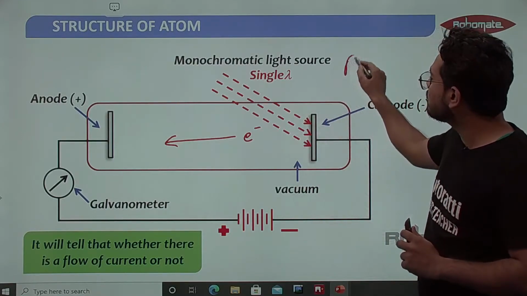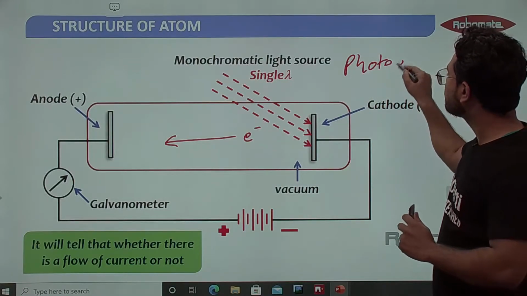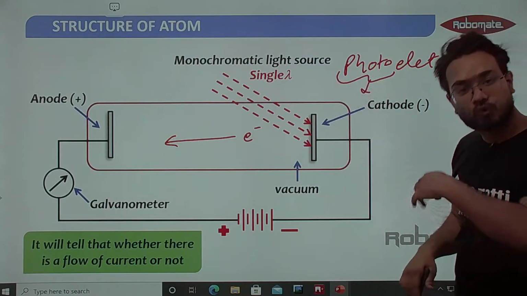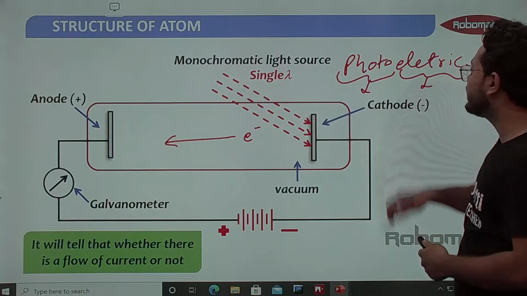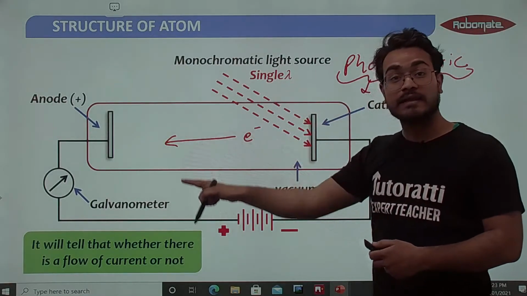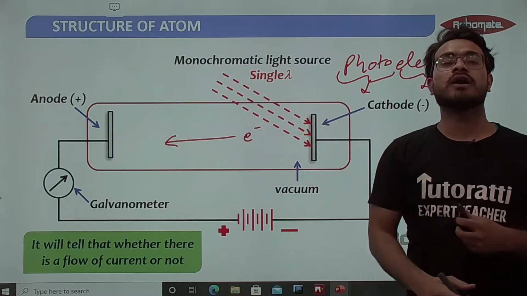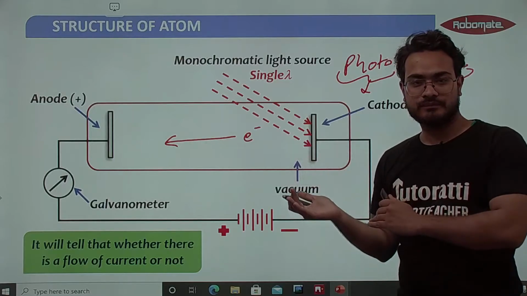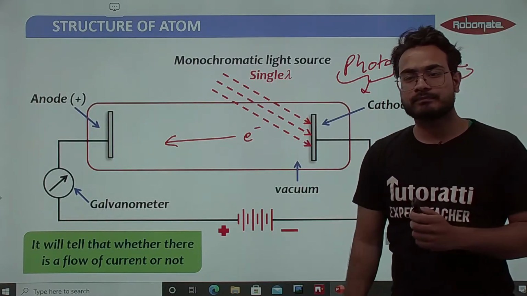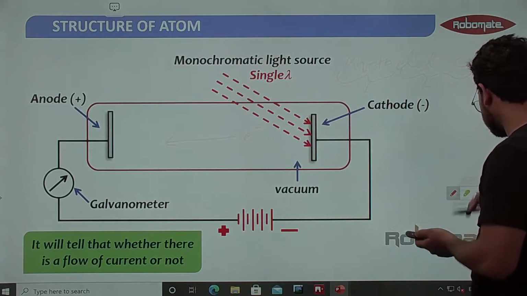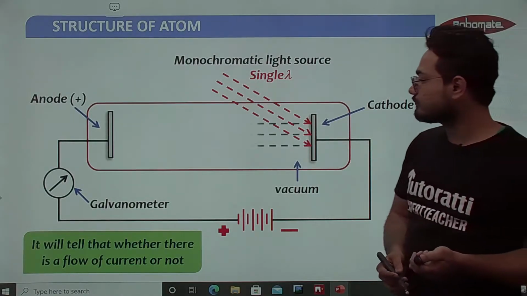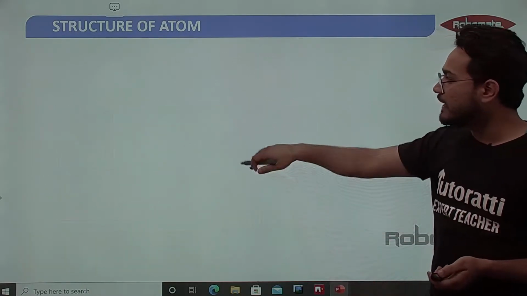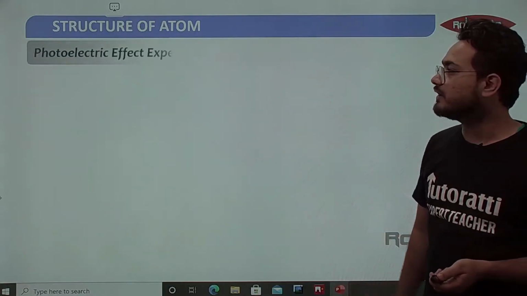Why are we using the name photoelectric? Photo is for photon, and electric means electricity. Due to photon, I am producing electricity. That is why this experiment is called the photoelectric effect. Okay? I hope this clears it. If you have any doubt, please tell me. Let's move ahead. This is the entire experiment. Electron came out, went to the other terminal, and then electricity will be passed in it.